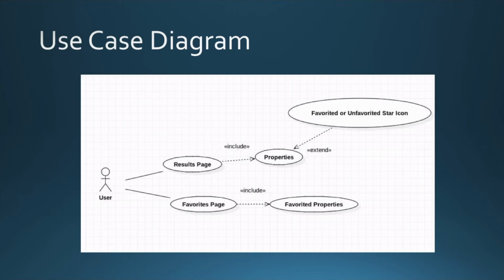So here is my use case diagram where I talk about how the user can go into the results page, then click on a property, and then using the favorite or unfavorited star, and then here on the favorites page you can see the favorite properties.